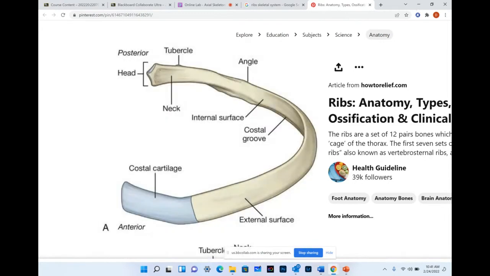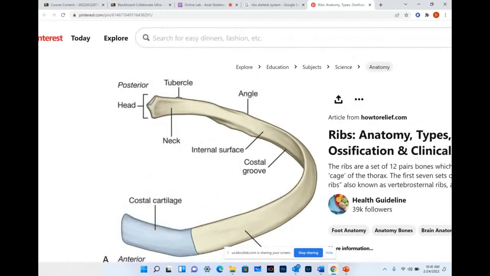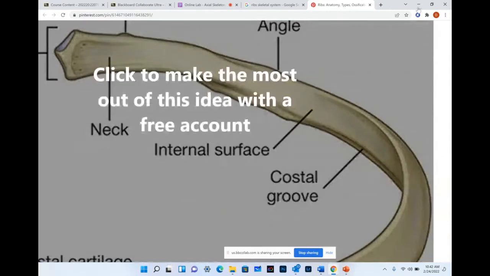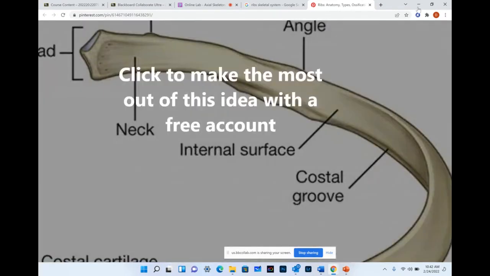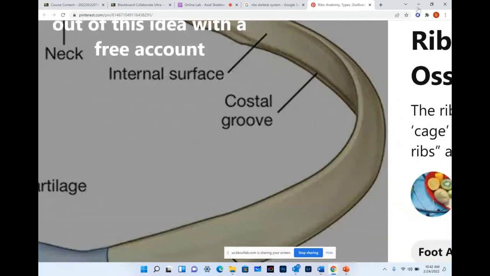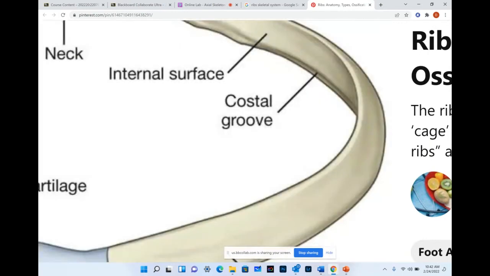So you see this margin right here at the bottom? This is a very sharp margin. This is the inferior border. Look at the superior border. This is the superior border. Do you see how it looks rounded? This is the superior border.